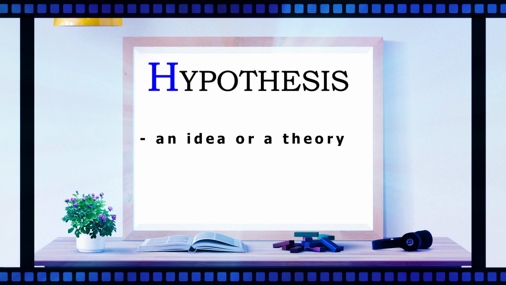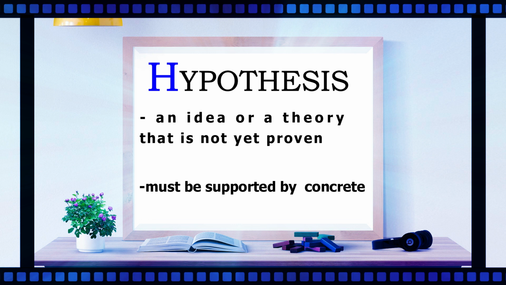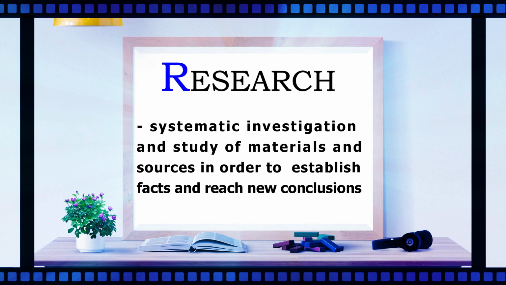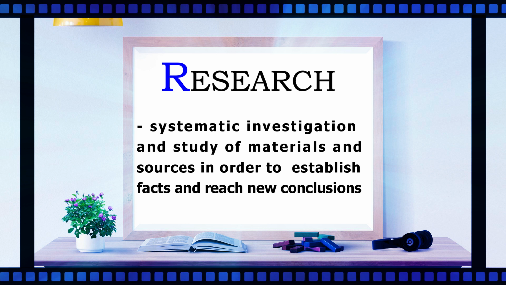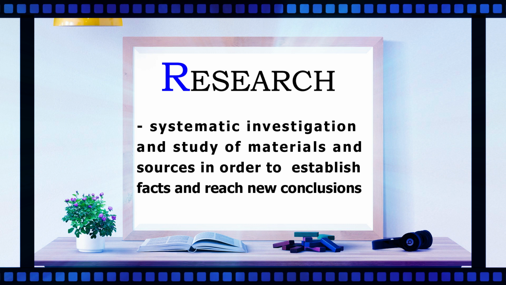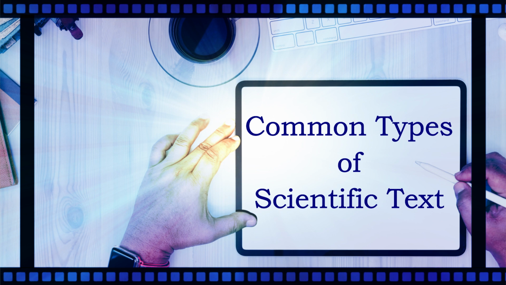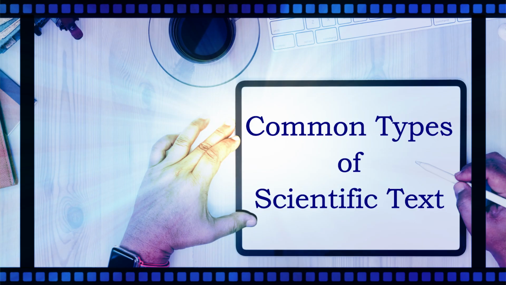Hypothesis is an idea or a theory that is not proven yet. In scientific writing, it must be supported by concrete evidence or experiments to test its viability and efficiency. Research is the scientific investigation and study of materials and sources in order to establish facts and reach new conclusions. Painstaking research is essential in writing scientific papers. Common types of scientific texts. You now have a good idea of what constitutes good scientific texts. Now let us look at commonly used types of scientific texts.